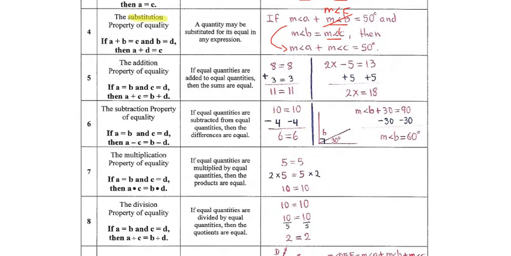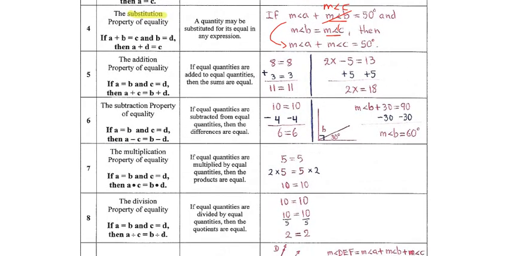In the following, number 5, we have the addition property of equality. And it says that if equal quantities are added to equal quantities, then the sums are equal to each other. So this is also a property that we use a lot in algebra, especially when solving equations, as we see here in the second example.